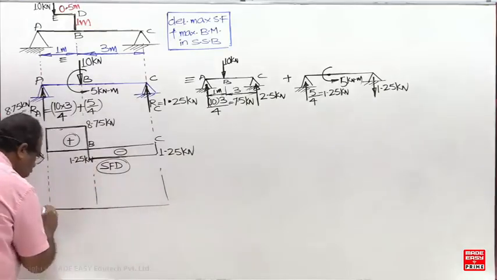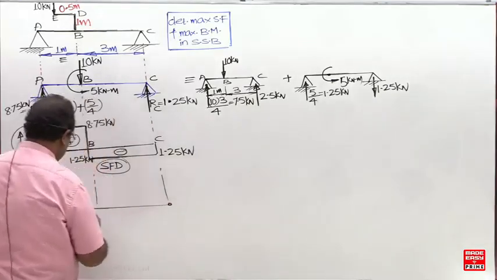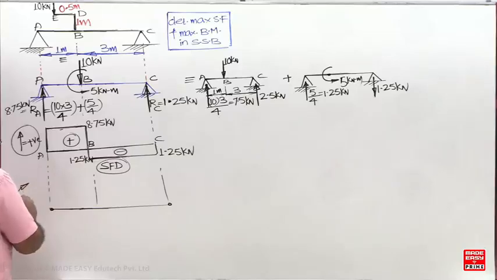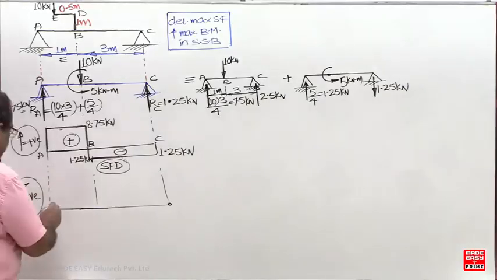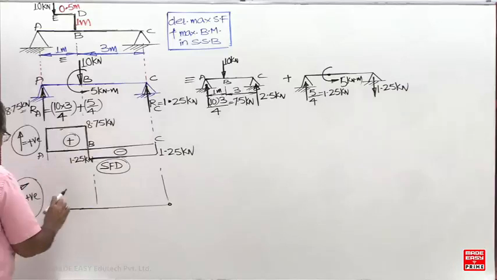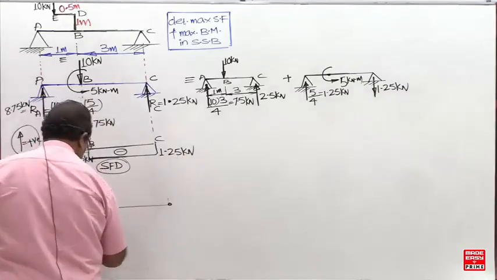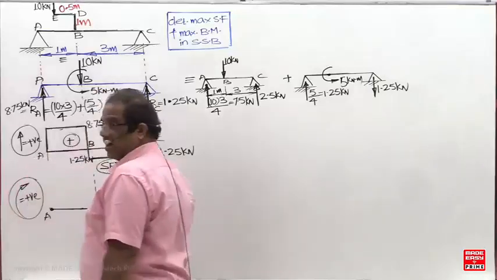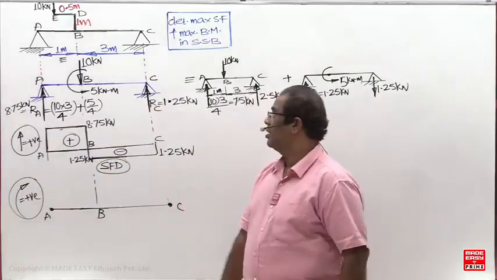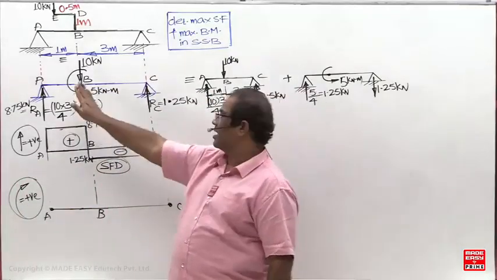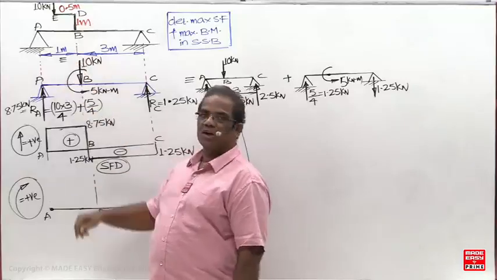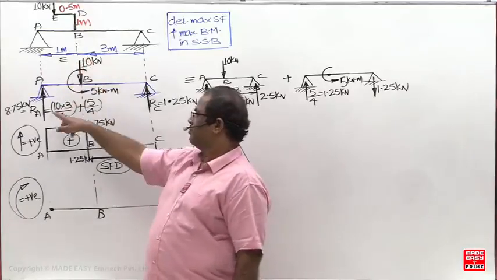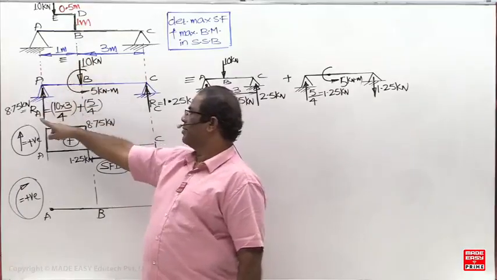Here the bend moment is 0. At both the ends the bend moment is 0. At the extreme end the bend moment is 0. So here how many times do you have to calculate the bend moment? 2 times. First, if you neglect, what is the bend moment?